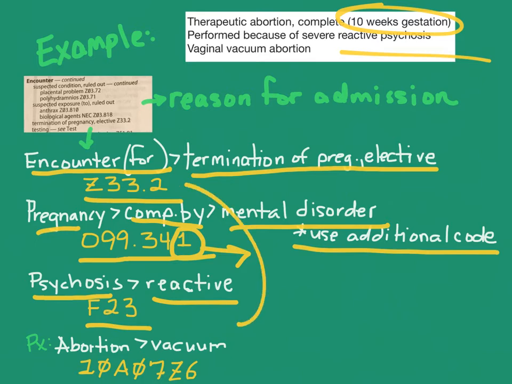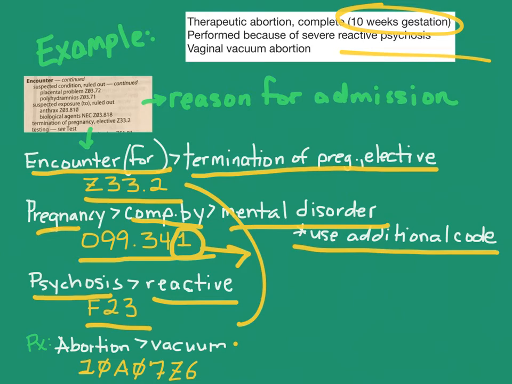Now we need to go ahead and code for the actual procedure. Abortion with subterm vacuum. This gives us all 7 characters, 10A07Z6. Now, you may be asking yourself, we have this 10 weeks gestation documented.